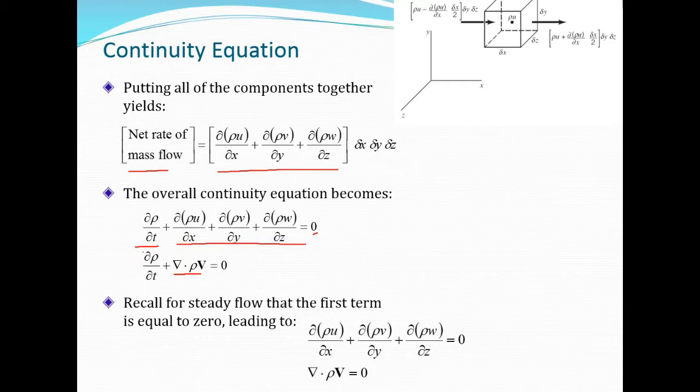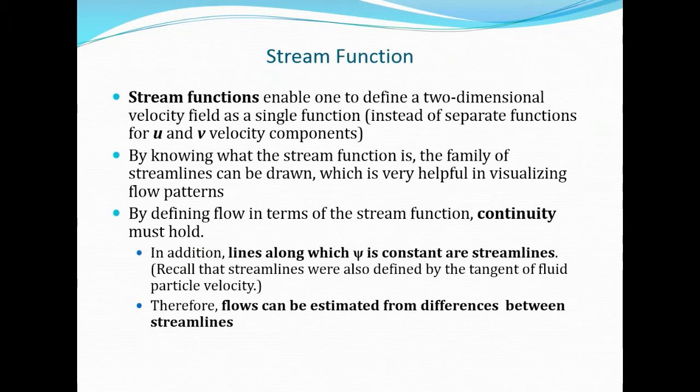And if we recall, for steady flow the local term goes to 0. The change with respect to time goes to 0 for a steady situation. That just says that del dot rho V is equal to 0. So the gradient of the velocity times mass, the momentum term, equals 0.